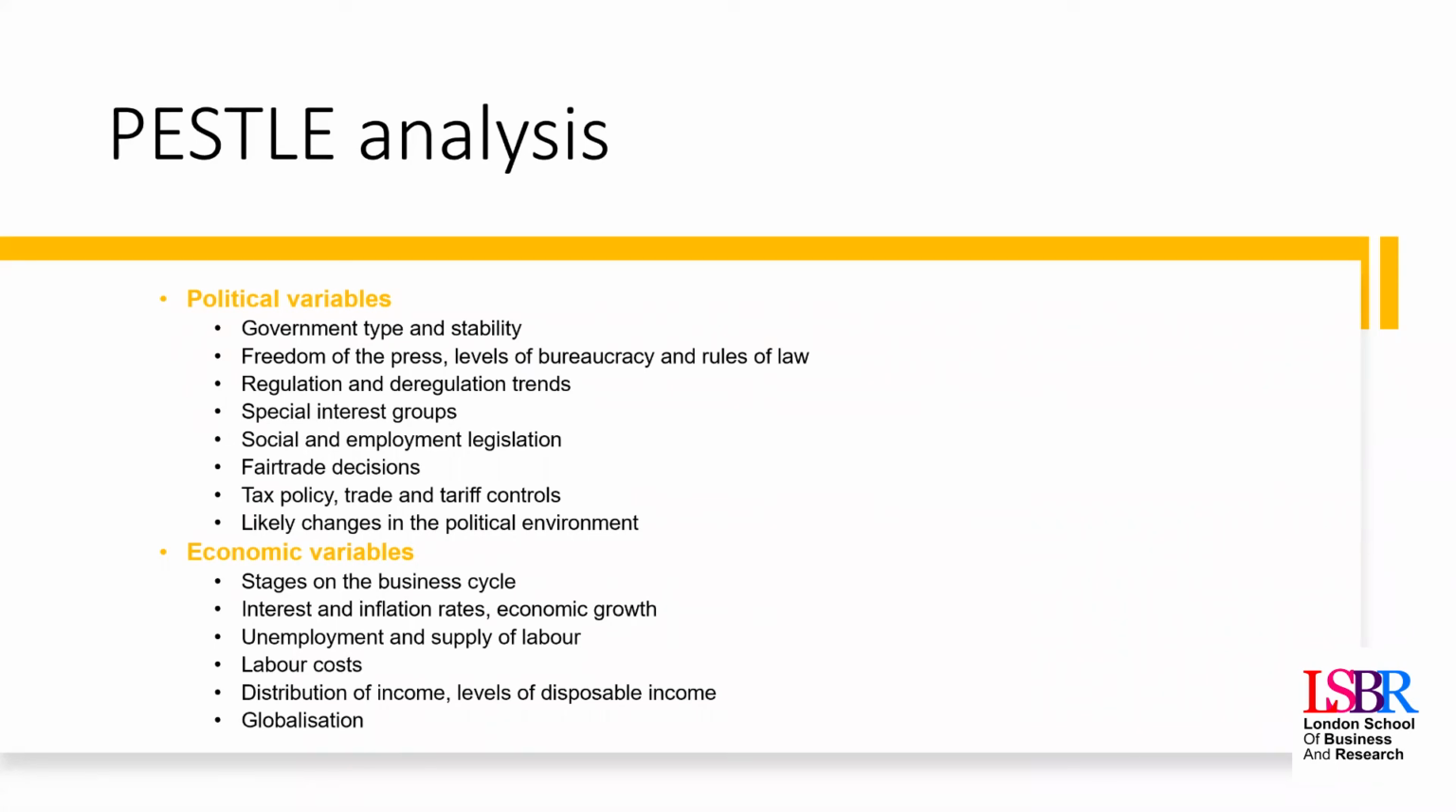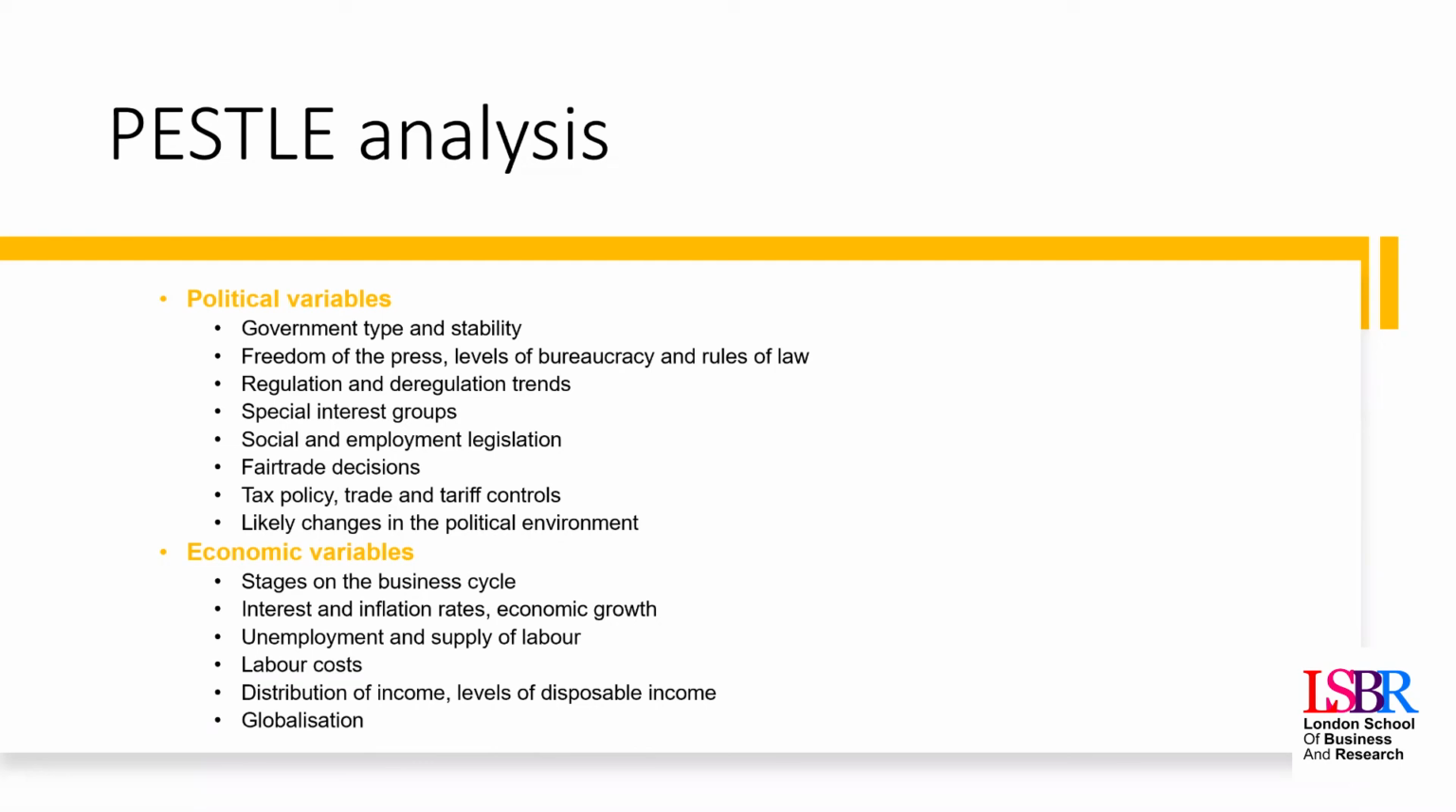So the P stands for political. So political can be things to do with the government and the stability of the government. It can be to do with things like interest groups in the country, regulations or deregulations, the freedom of the press, levels of bureaucracy. It can be tax policies, trade-offs and contractual stuff. It can be social and employment legislation. So the political environment is very much your political variable, okay? That's what you're looking at under the P.